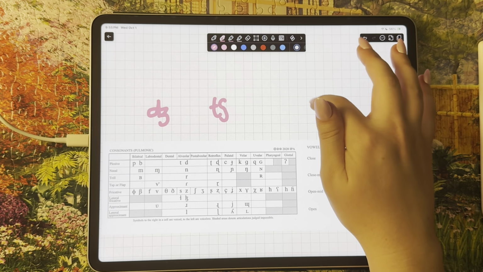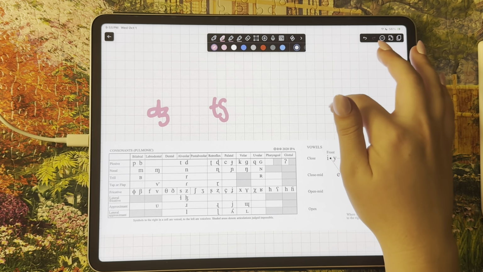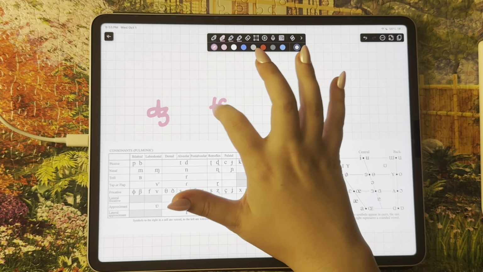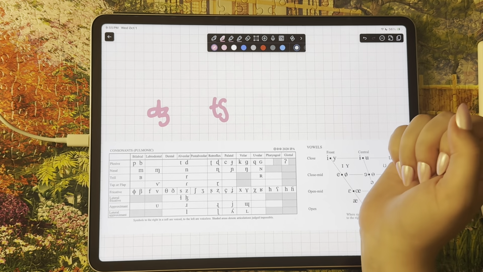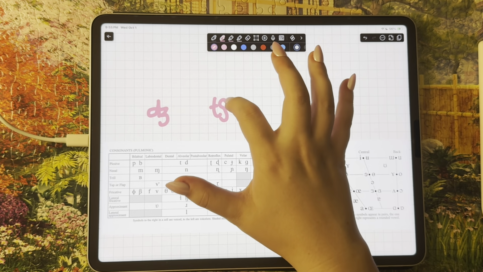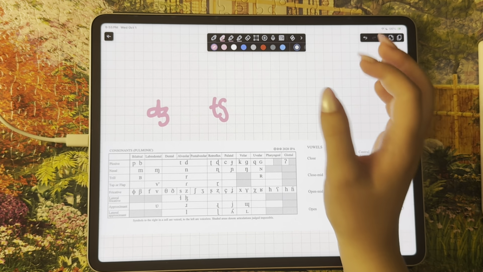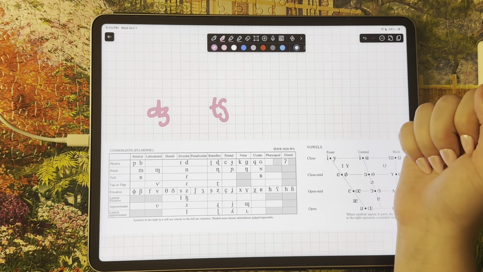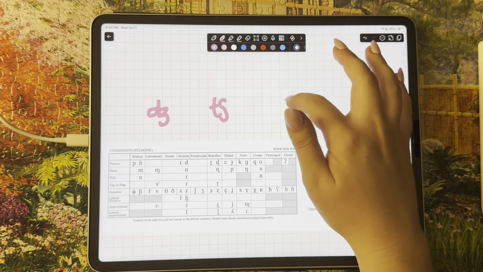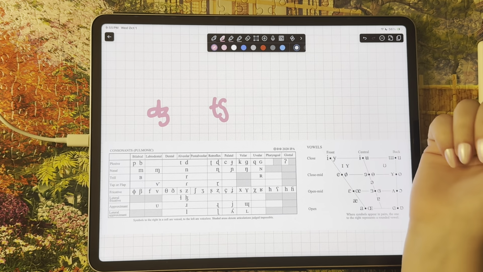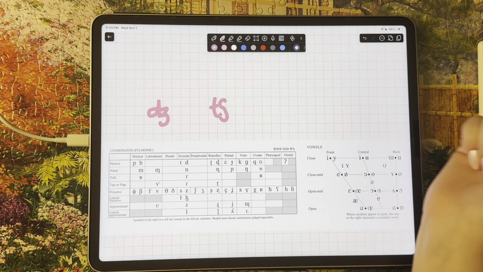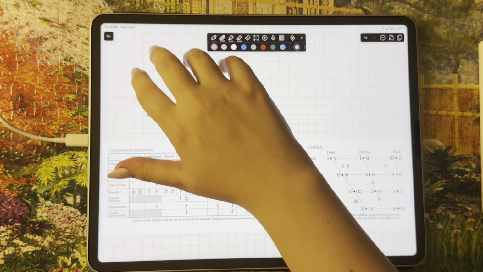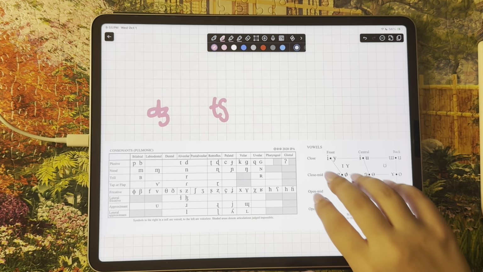Like in judge. And this one is the unvoiced version of it. Ch. So this will be in like chair and chore, which starts with CH. I'm surprised I didn't have it in the chart. I didn't notice that.